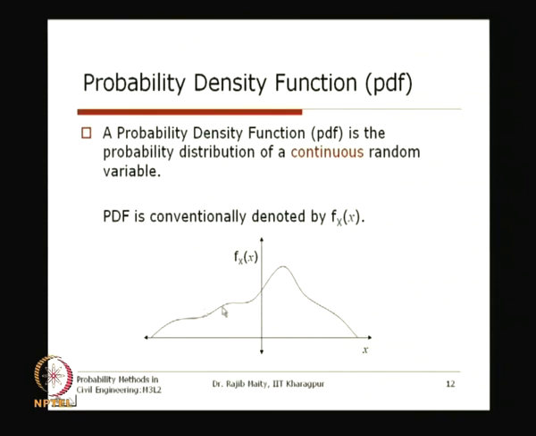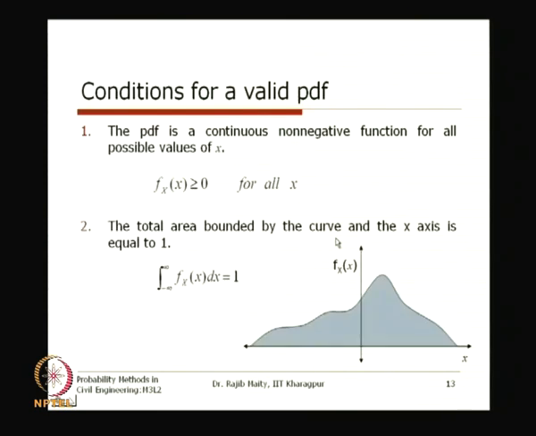Now, obviously it is not the case that any function I take, I can say that this is the probability density function. That is not the case. There are certain properties, certain conditions that should be followed to make a particular function a probability density function, and those conditions are these. So, there are two conditions for a valid pdf.